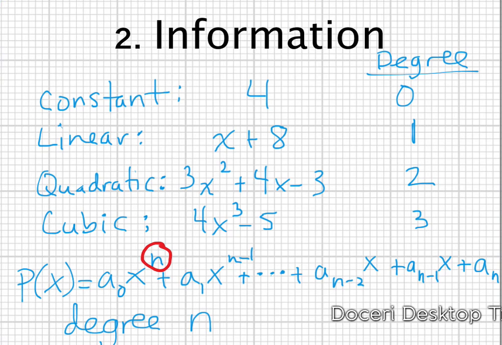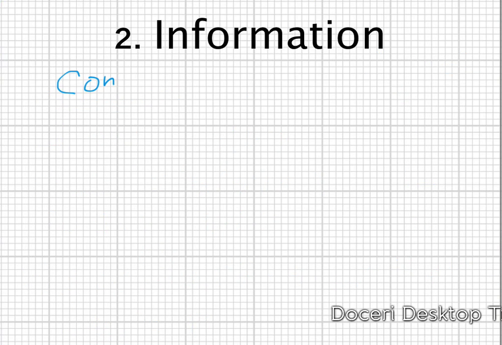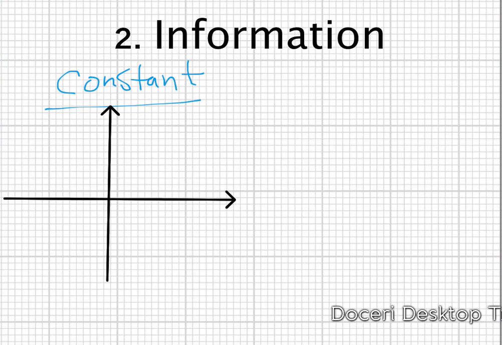So let's look at what these look like on a graph. So a constant function means it doesn't change no matter what, no matter how far you go. The answer will always be the same number. And so the constant function looks kind of like this. Let's see if I can pull this up.